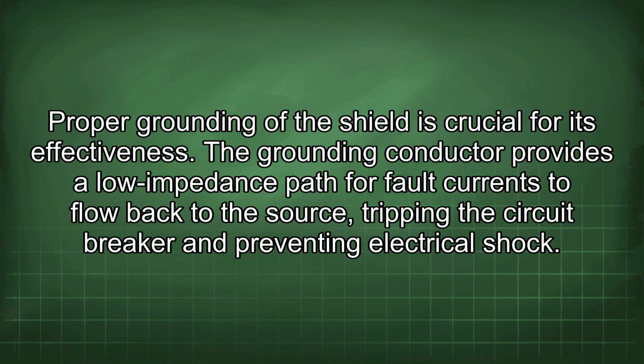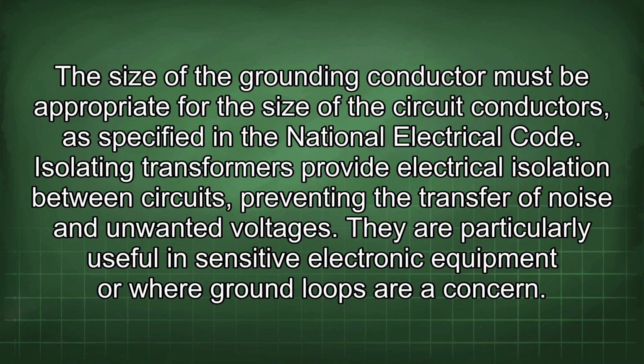The grounding conductor provides a low impedance path for fault currents to flow back to the source, tripping the circuit breaker and preventing electrical shock. The size of the grounding conductor must be appropriate for the size of the circuit conductors, as specified in the National Electrical Code. Isolating transformers provide electrical isolation between circuits, preventing the transfer of noise and unwanted voltages.